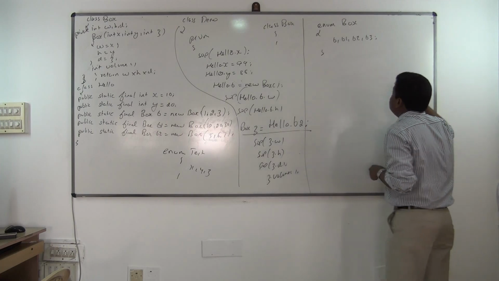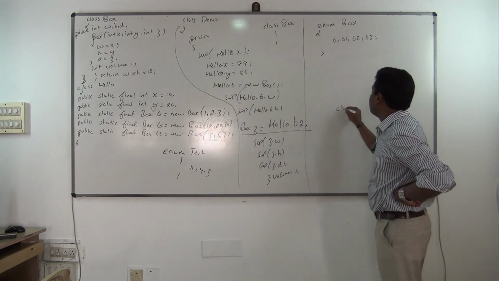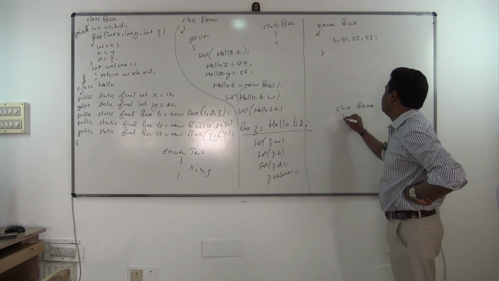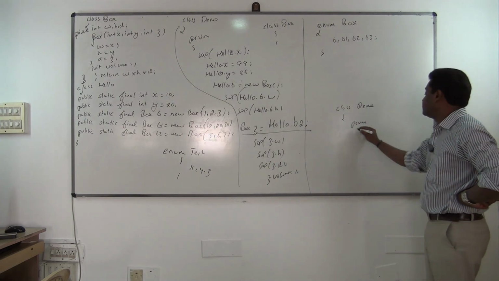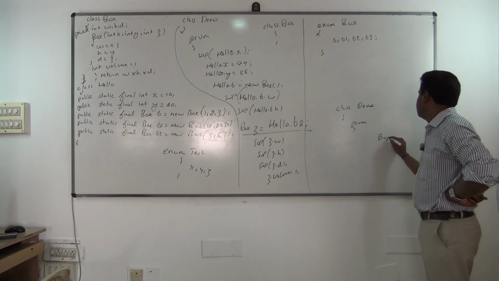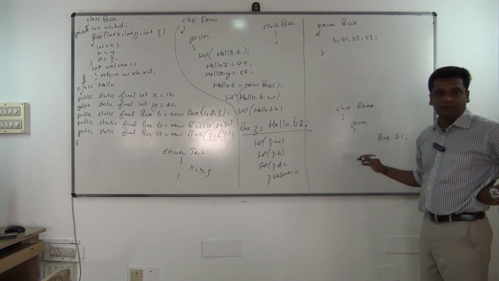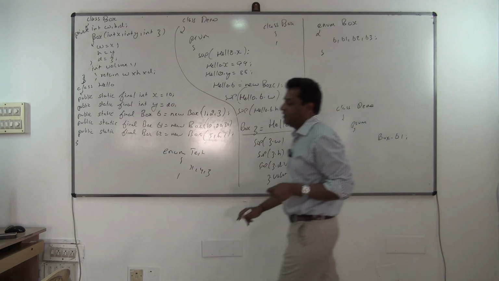So fine. Now once you have written it, how do you use it? Class Demo, same thing now. So which one do you want to work with now? All I'll say is Box.B1 now. Okay, first, sorry, one second, I'll come to that point now.